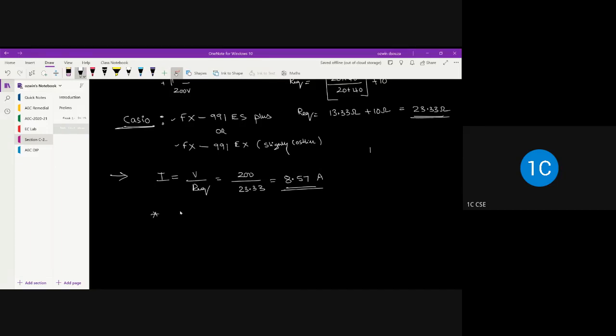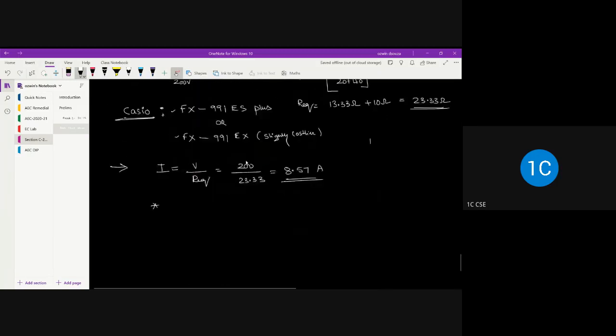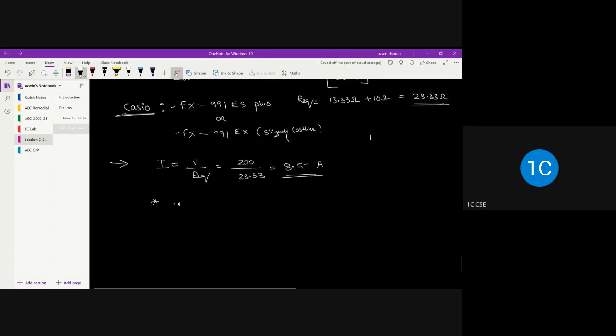Since it is the first problem, let me write it in words. So the current through the 10 ohm resistor is 8.57. So therefore, I through the 10 ohm resistance is equal to 8.57 amperes.